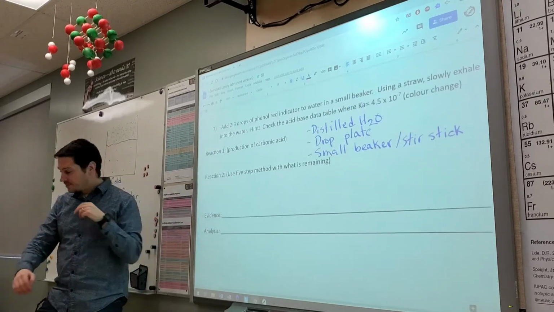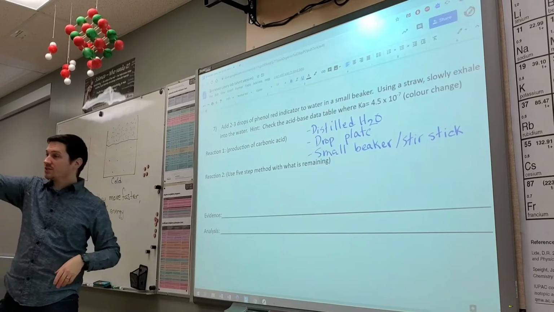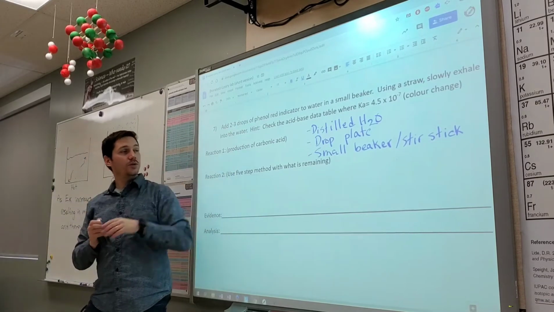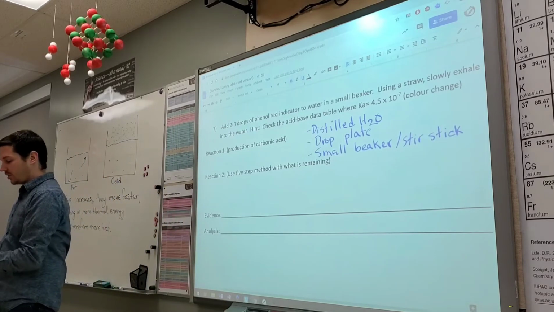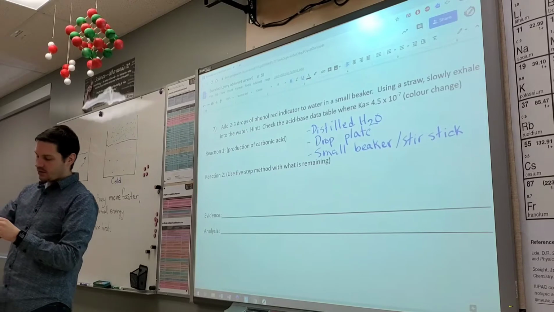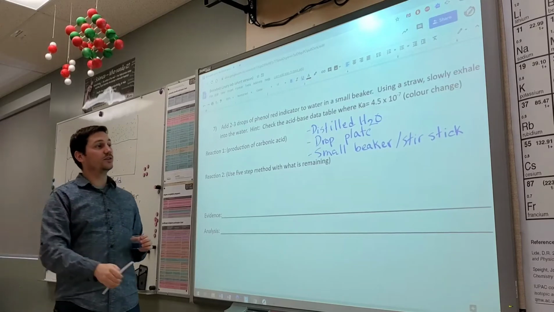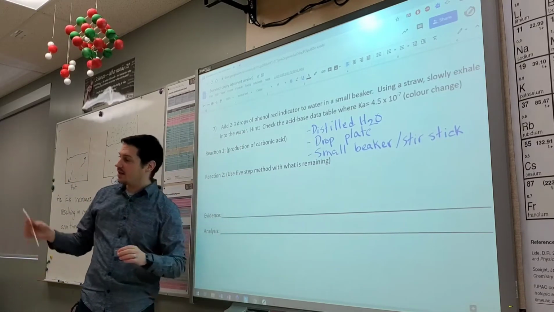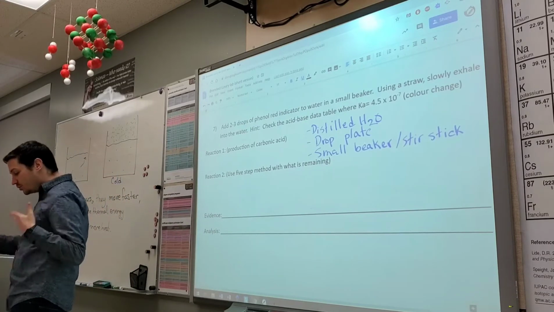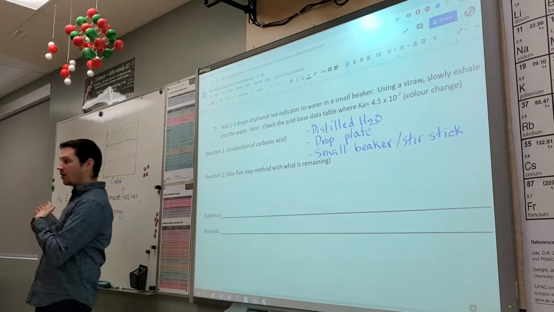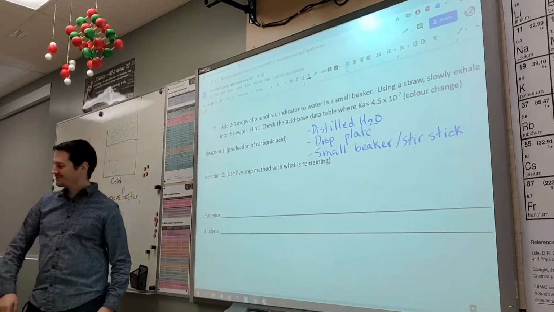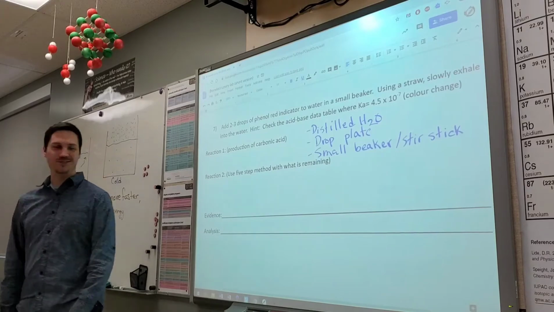Then the last one is just have your small bottle of water. Add 2 to 3 drops of phenol red or bromothymol blue, it doesn't matter which. Then you have to slowly exhale into the water. Do that for a long time and see what happens to your beaker. It already started doing something.